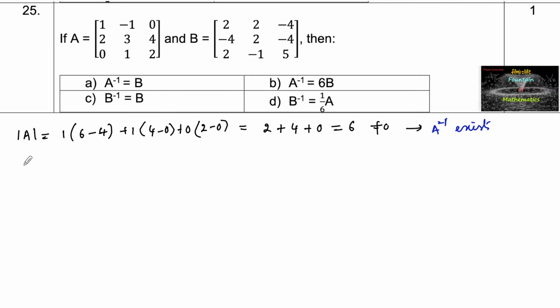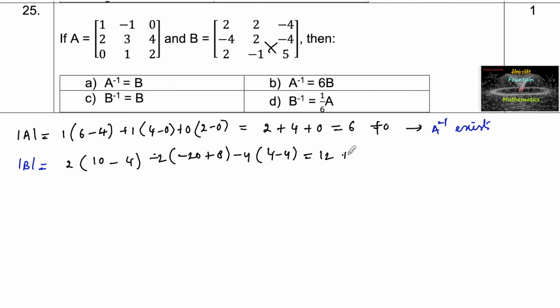And now let's find the determinant of B. det B is equal to 2 times (2 5s are 10 minus 1 into -4, that is plus 4), and again minus 2 times (-20, so minus of minus plus 8), so again minus 4 times (4 minus 4), which is equal to 10 minus 4 is 6, 6 2s are 12, and here minus 20 plus 8 is minus 12, minus 12 of minus 2 plus 24, and 4 minus 4 is 0, it's 36. We get an answer which is not equal to 0. So we can say B inverse also exists.